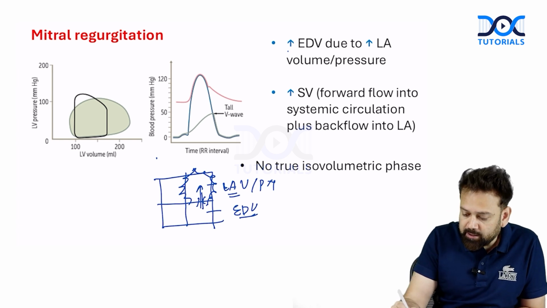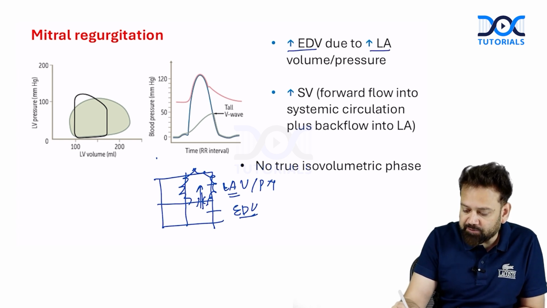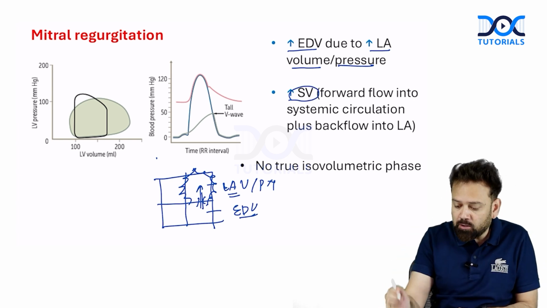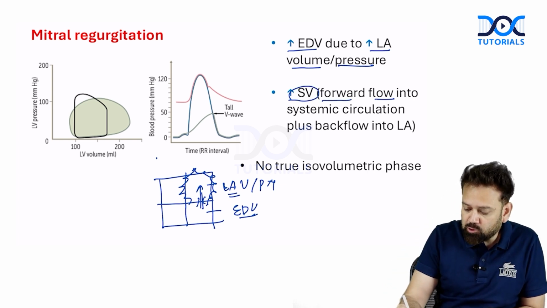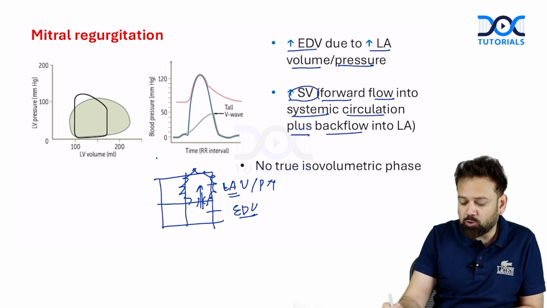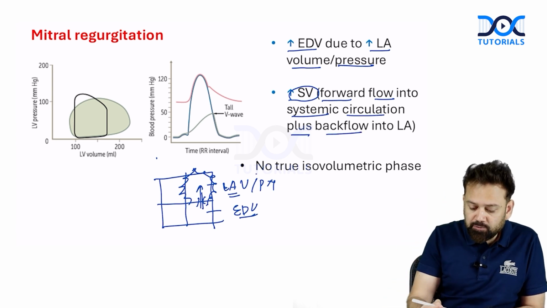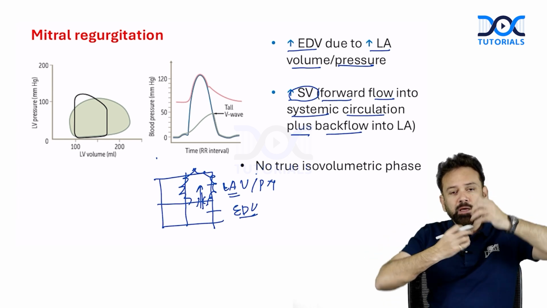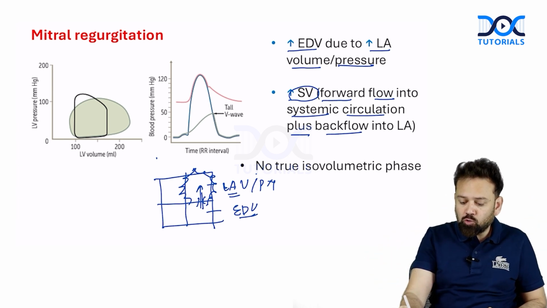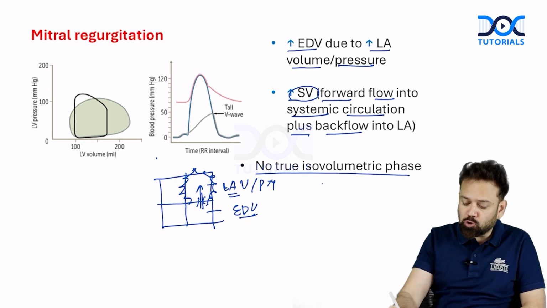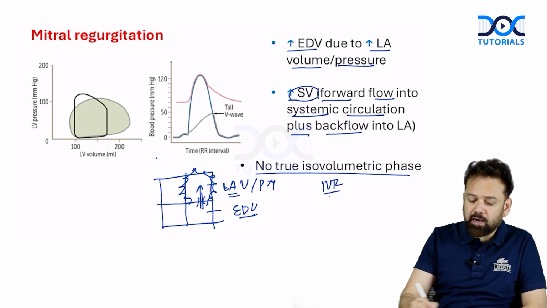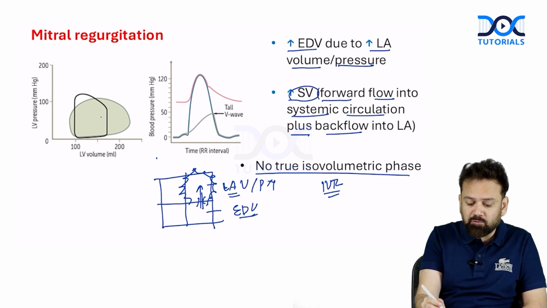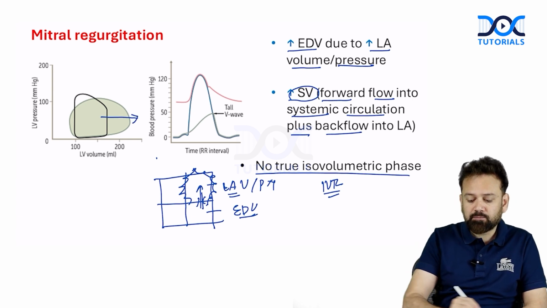So here, there is an increase in the end diastolic volume due to the increase in the left atrial volume and pressure, and that will increase stroke volume because of forward flow, because of the Frank-Starling law. So more and more forward flow into the systemic circulation plus backflow into the left atrium. So again, there is a leakage. Either there was a leakage in the aorta or in the mitral. In both conditions, one thing is common: no true isovolumetric phase. There is no true isovolumetric relaxation phase, IVR. So in both conditions, it was missing. Okay, and because of the increase in the end diastolic volume, this will go to the right shift.